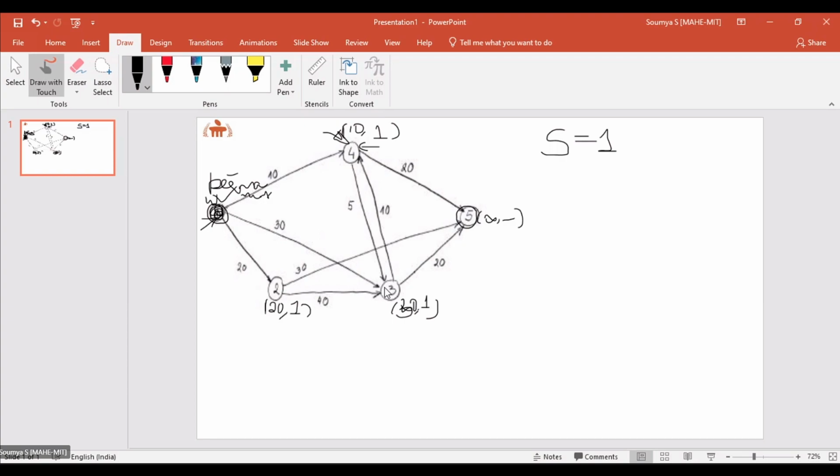4 is connected to 3. What is the weight or the cost of 3? It is 30. But look at what happens to this. I have got 10 plus the cost of this particular line, which is 5. So 10 plus 5 gives me 15. 15 is lesser than what was existing over here, which was 30. So instead of this, I am going to update this value as 15, 4. Could you understand this?